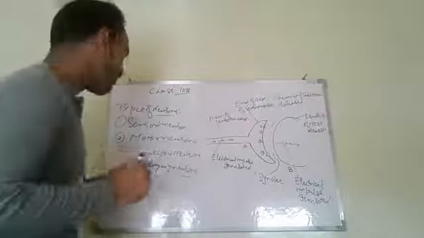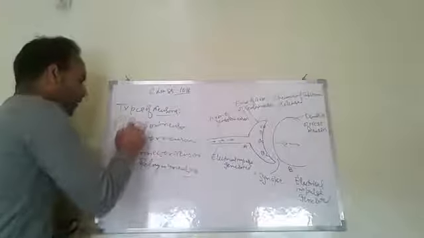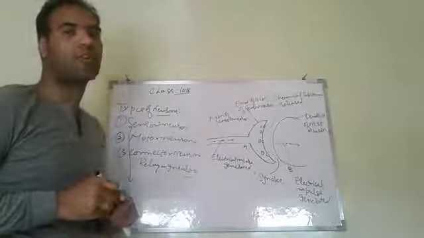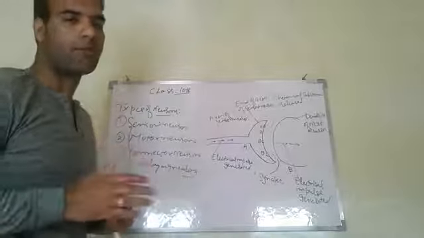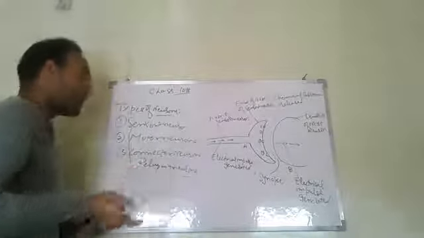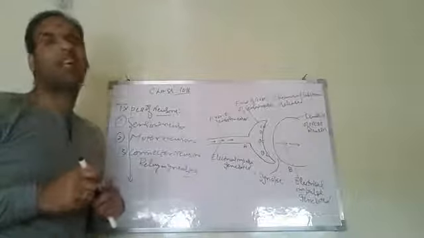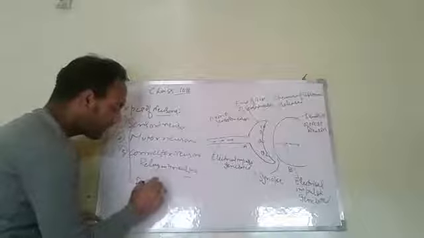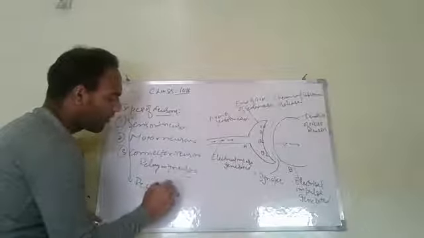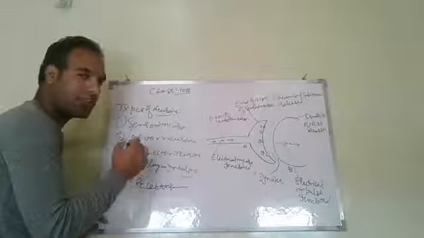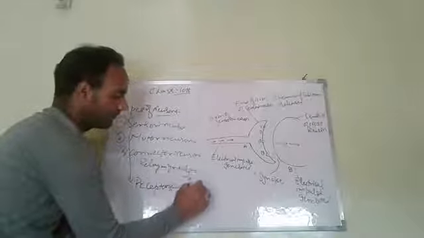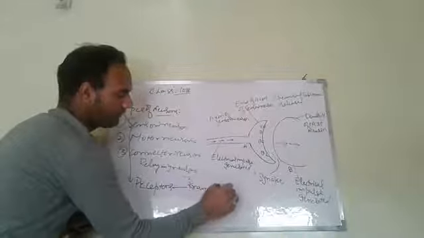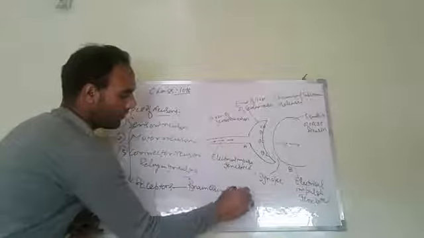Now, what are sensory neurons? Sensory neurons are those neurons which transfer nerve impulses, or simply electric signals, from receptors to the central nervous system. Central nervous system means brain and spinal cord.